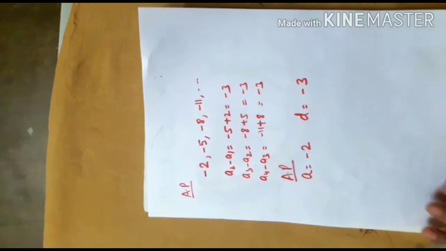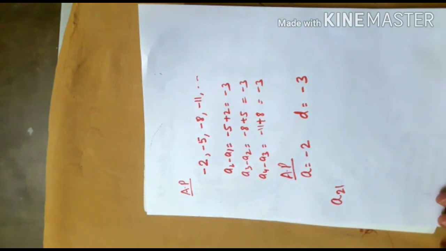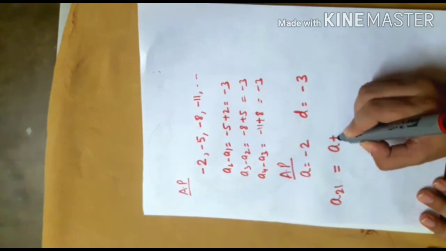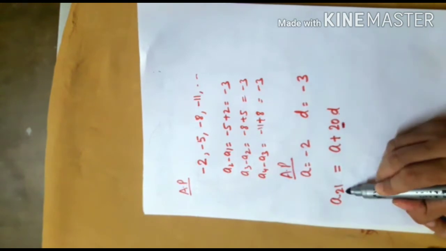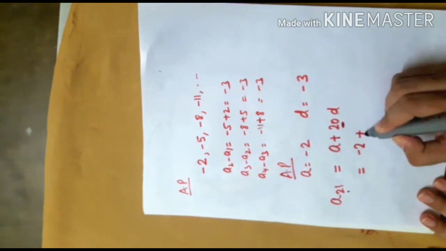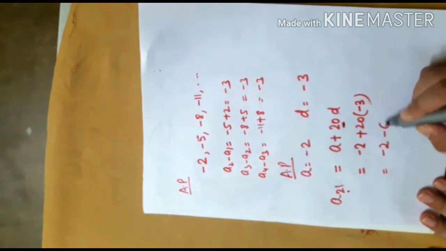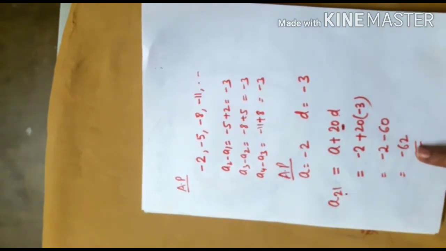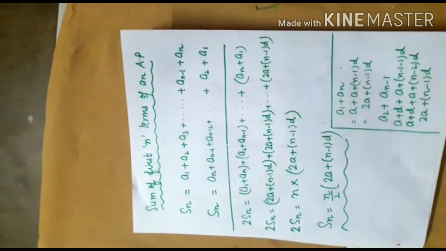Suppose I ask you to find the, say, 21st term of this AP, that is A21. So it will be equal to A plus 20D, right? The coefficient of D will be 1 less than this. Now A is negative 2, plus 20 into minus 3. That is minus 2 minus 60, which is minus 62. So the 21st term is negative 62. Now we will discuss the sum of the first n terms of an AP.